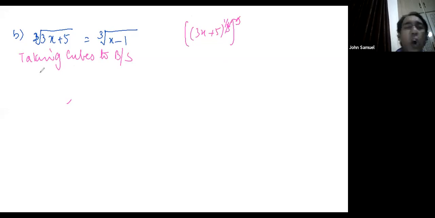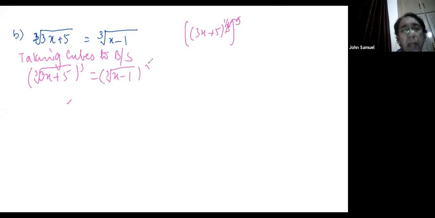Or simply, if you use this one, 3x plus 5 under the radical sign, cube root, you can write the 3 here. Similarly, the same you can write here, and cube is there. So we can cancel the cube from here. Cube is cancelled with this one, similarly cancelled with this one. Now you have 3x plus 5 is equal to x minus 1.